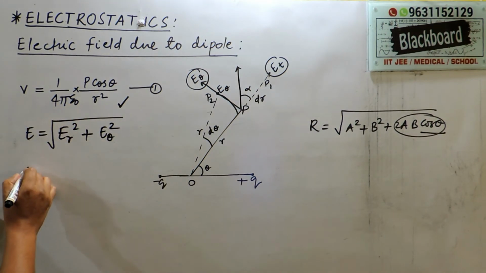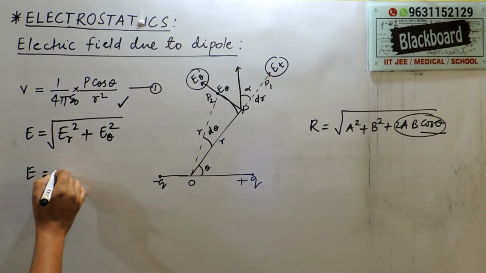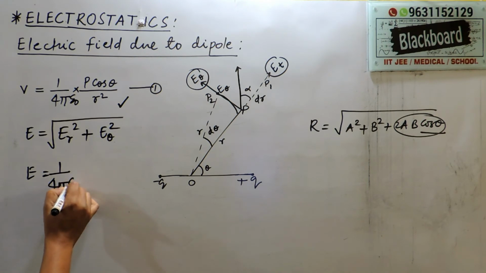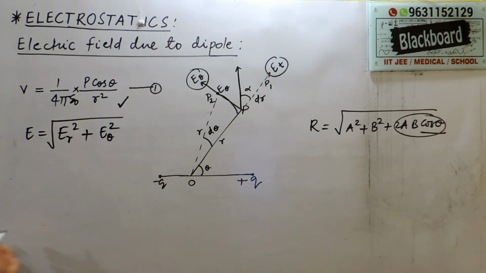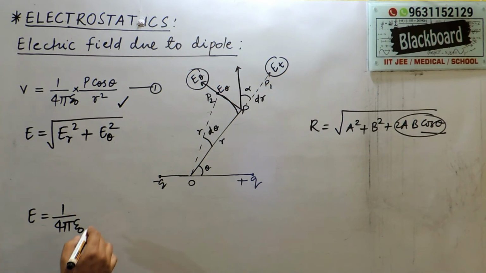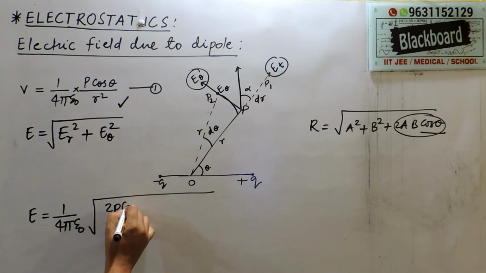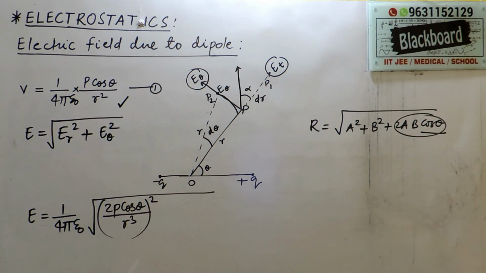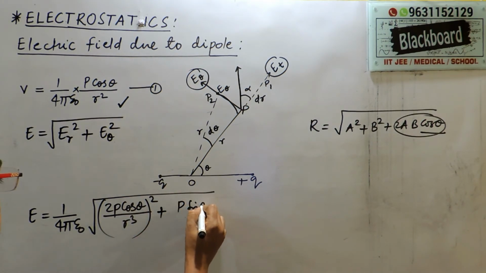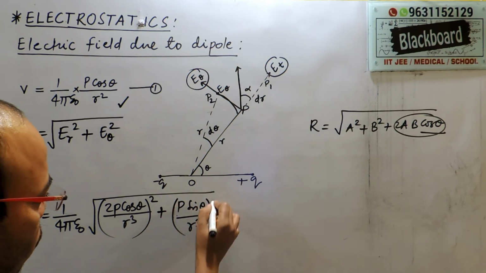So here it is the square root of ER square plus E theta square. We can take 1 by 4 pi epsilon naught common; if we square it and then take the root, the same value comes, so we take it out of the root. The value of ER is 2p cos theta by R cube, and this is whole square, plus p sin theta by R cube, and this is whole square.